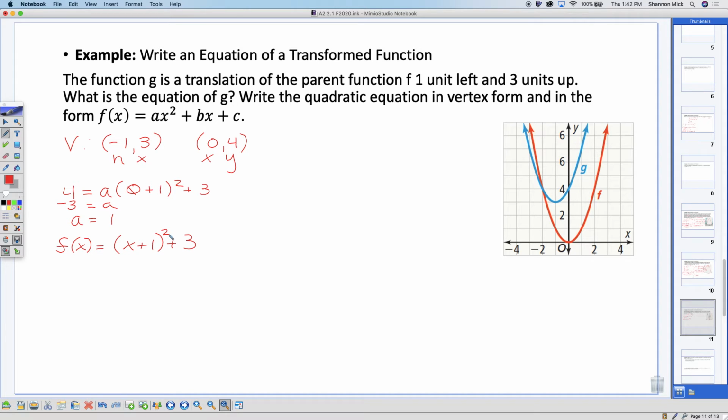Okay, did you guys get x plus 1 squared plus 3? Yes, I did. Now, you got your standard form yet? And it was fairly easy because you had 1 as the thing. When you have 1, it kind of cuts down a little bit, right?